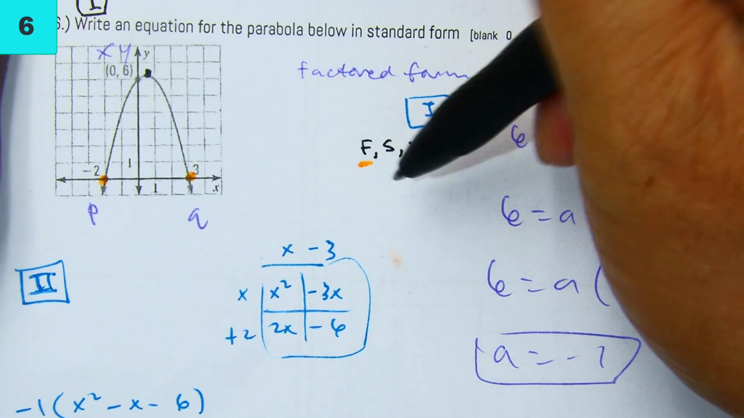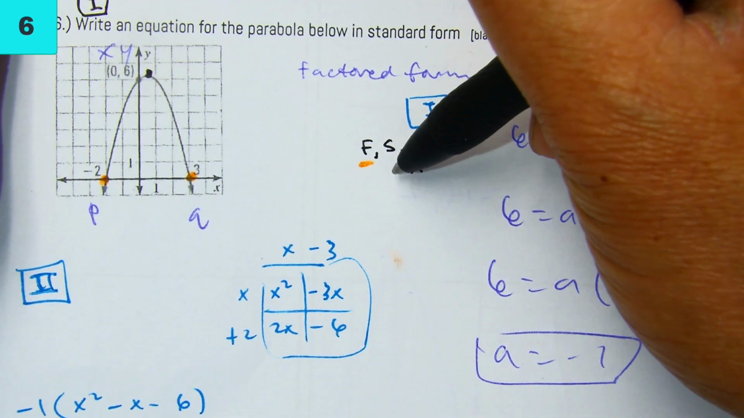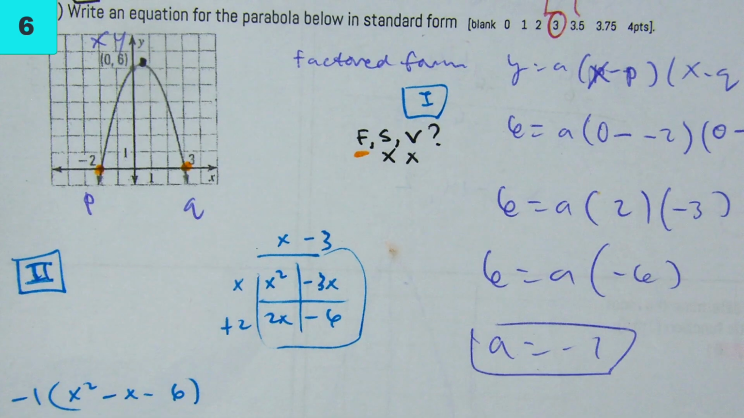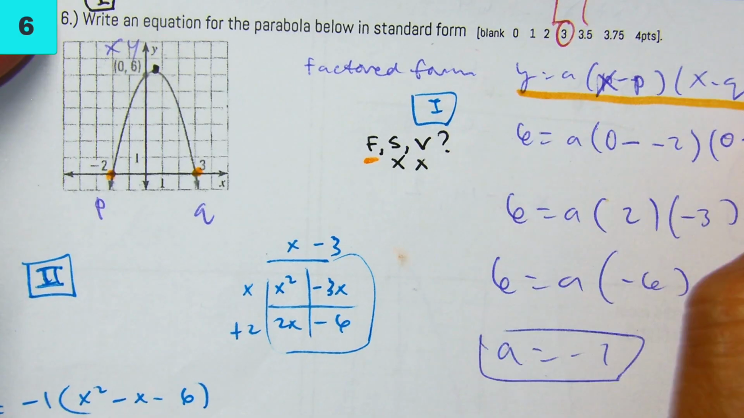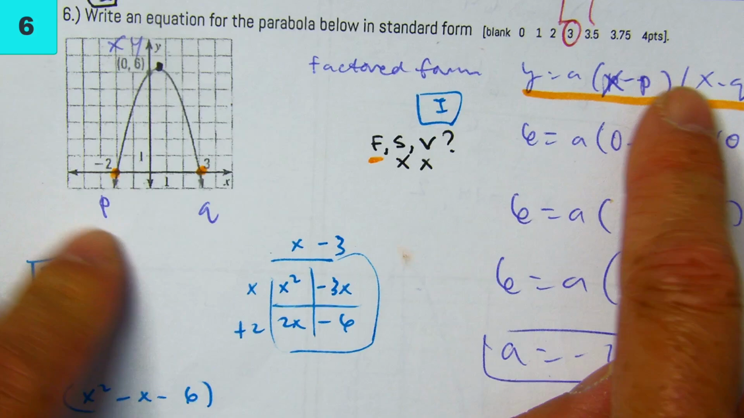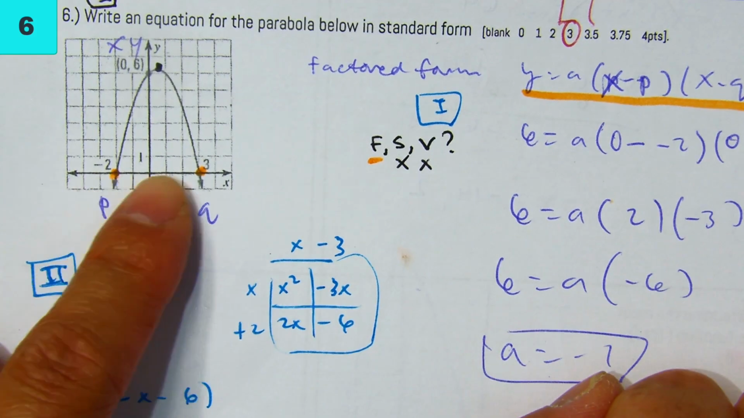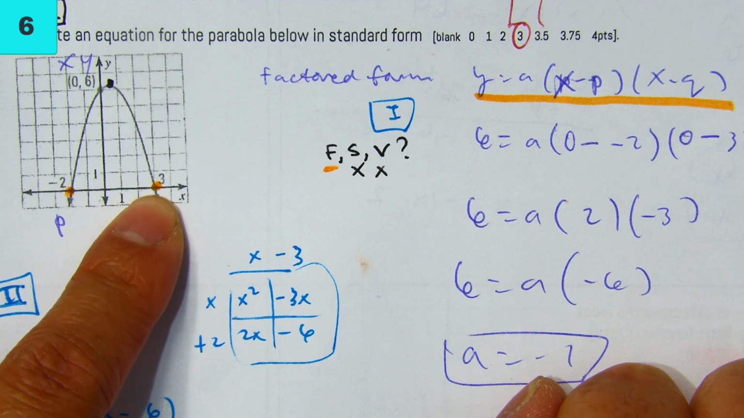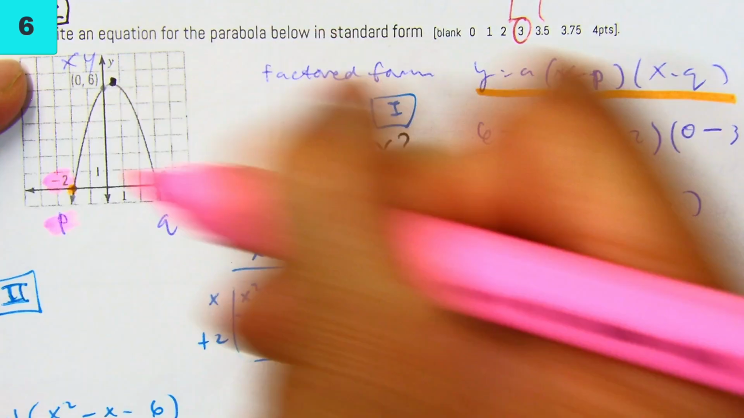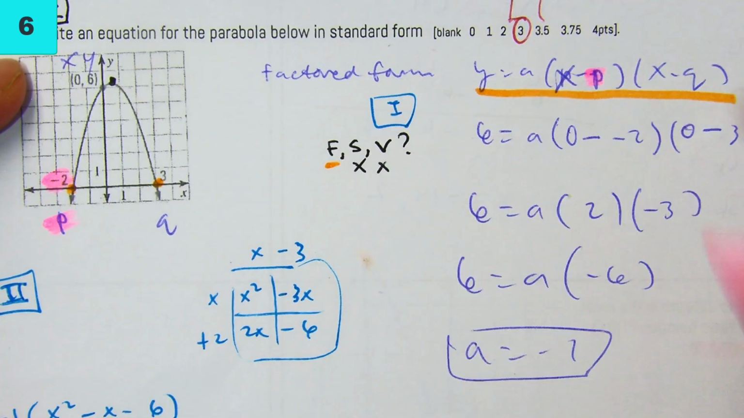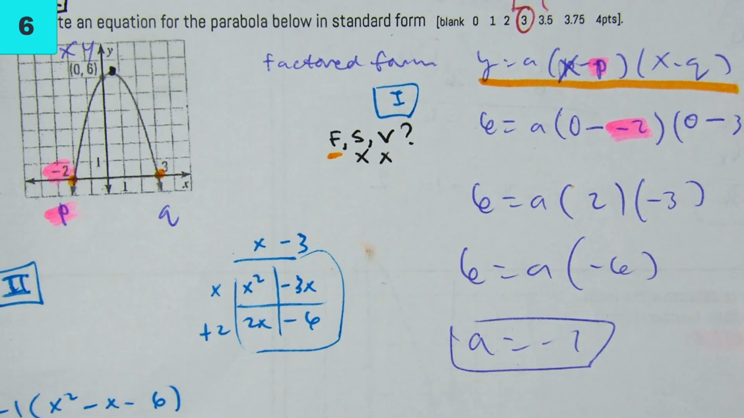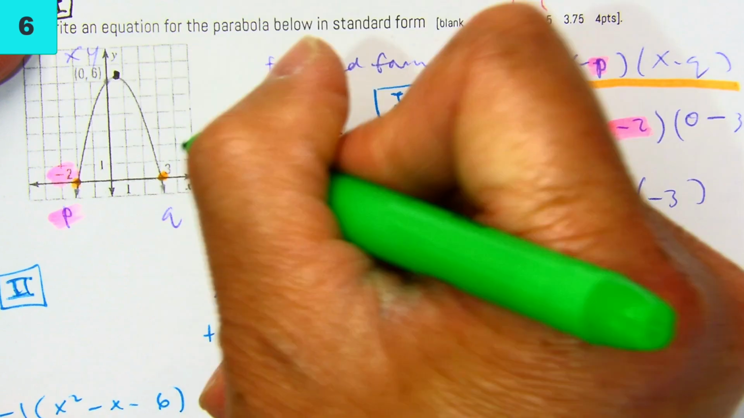You could have been tempted to choose standard form, but I would not choose that, especially if they give you the x-intercepts. Okay, so factored form is this, and the first thing you're going to do is write down the form, and my p-value is -2, my q-value is +3. Okay, let's annotate it. P, notice I'm not highlighting the negative sign, is -2. And then q value of 3, q equals 3.